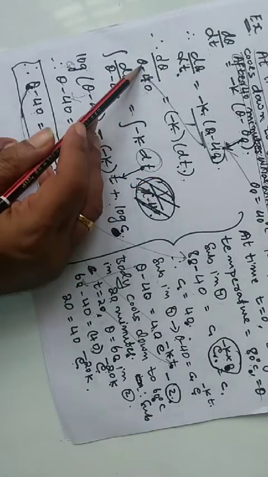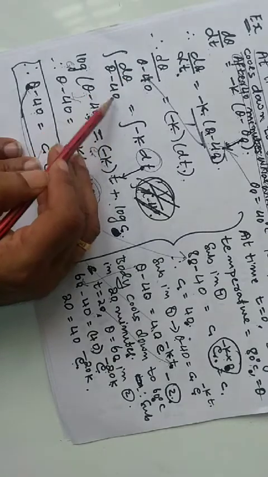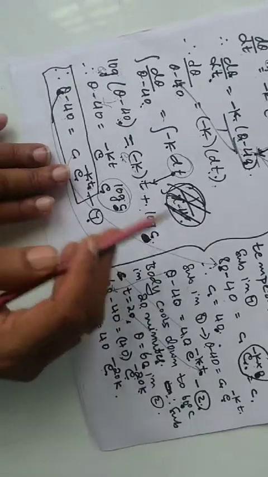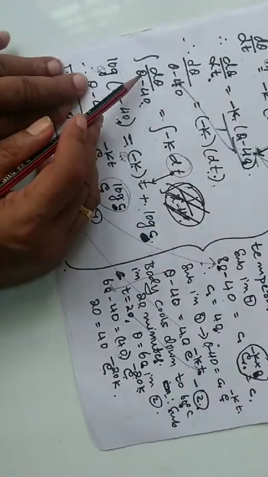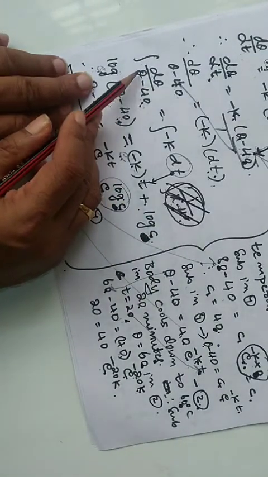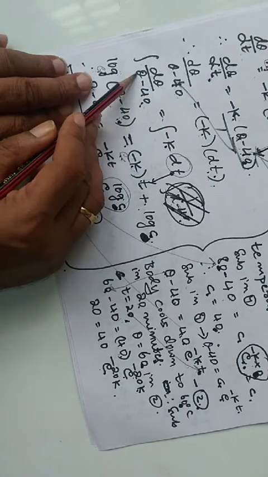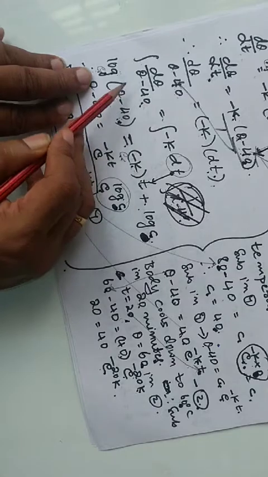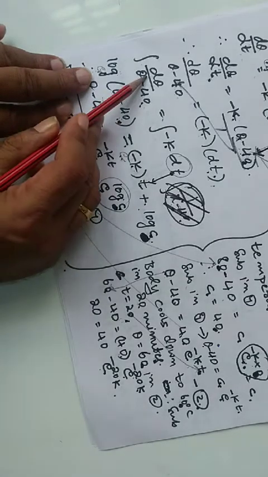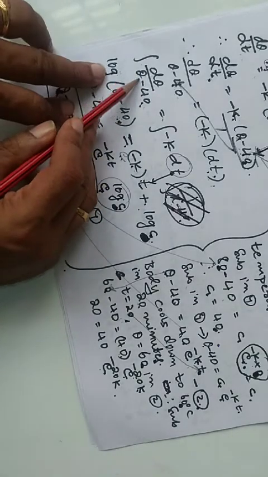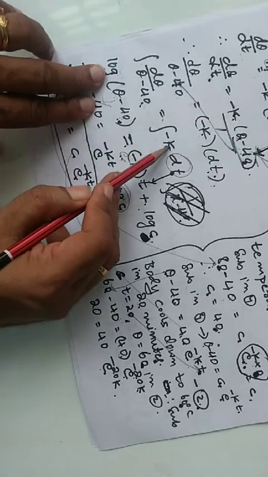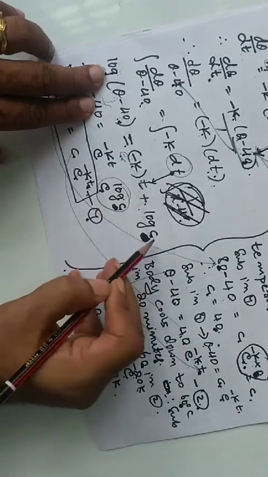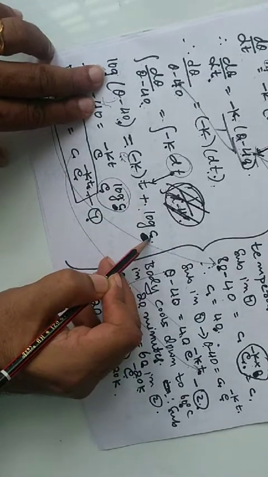Now let us integrate on both sides. Integral of d theta by theta minus 40 is equal to integral of minus k into dt. What is the integral of dx by x minus 40? Log of x minus 40. In the same way, the integral of d theta by theta minus 40 is log of theta minus 40, because the power of theta is 1. That is equal to minus k, taking it outside, integral of dt is t, plus some constant log c, which I have included.